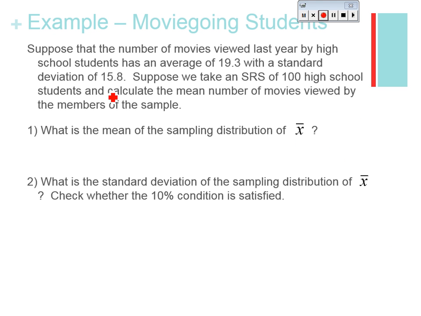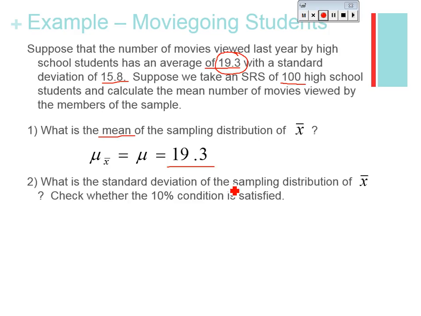So a quick example here says, suppose that the number of movies viewed last year by high school students has an average of 19.3 with a standard deviation of 5.8. Suppose we take a simple random sample of 100 high school students and calculate the mean number of movies viewed by the members of the sample. What is the mean of the sampling distribution? Well, if the average in the population is 19.3 movies, then the mean of the sampling distribution would also be 19.3, meaning that if we were to sample from this population over and over and over again, we would expect the center of the graph to be somewhere around 19.3.